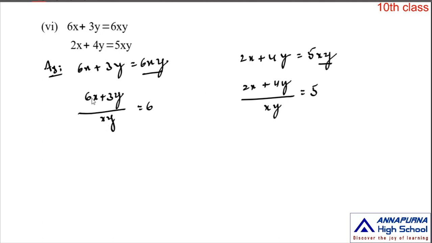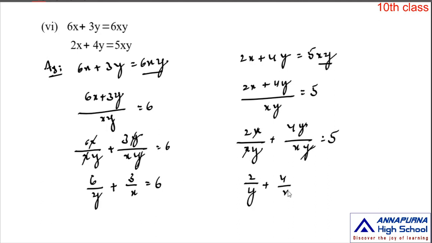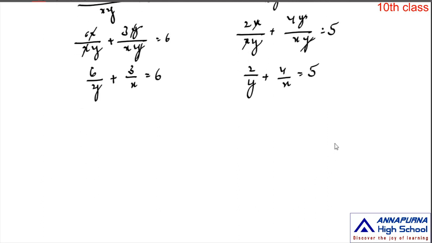Now split the denominator to the two terms of the numerator. So 6x by xy plus 3y by xy is equal to 6. Here also you do the same. 2x by xy plus 4y by xy is equal to 5. So xy cancel, xy cancel. Now the first given equation changes to 6 by y plus 3 by x is equal to 6, and the second given equation changes to 2 by y plus 4 by x is equal to 5.